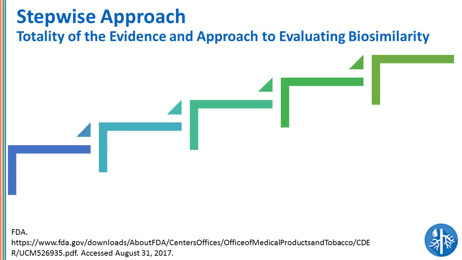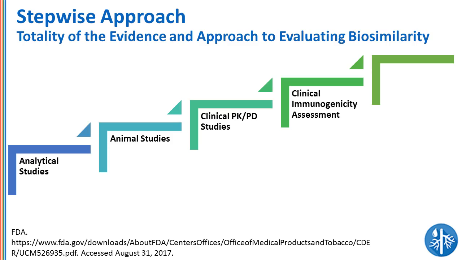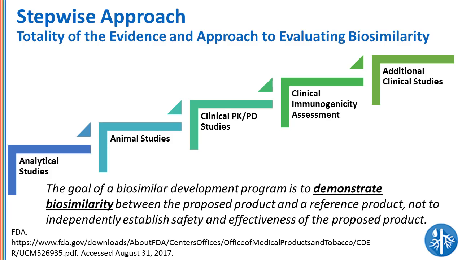So the first step, and you can see the left side of the slide, analytical studies are done to look at the structure. The animal studies are done after that. Then clinical PK and PD studies, very important. Immunogenicity: biological agents have this unique ability to produce antibodies, and that's a very important part of the process to make sure that it's covered. And then additional clinical studies as needed. And this all evidence together is the type of biosimilar development program to demonstrate the biosimilarity, to make sure that there is no clinically meaningful difference between the biosimilar and the reference biologic.